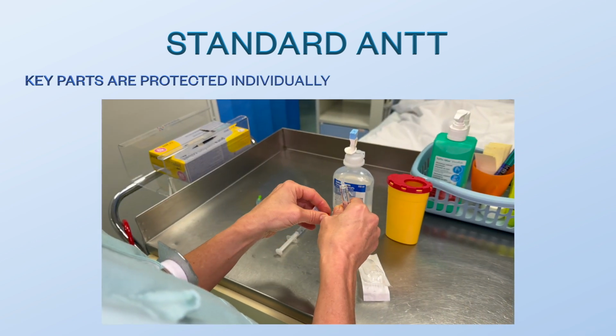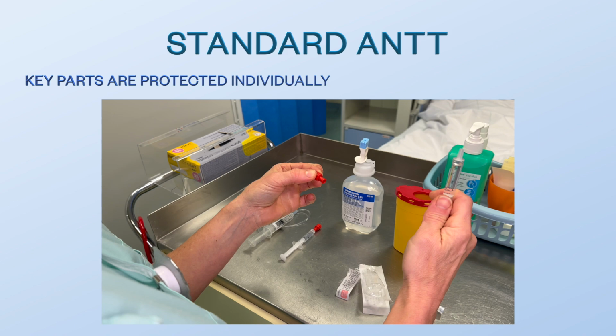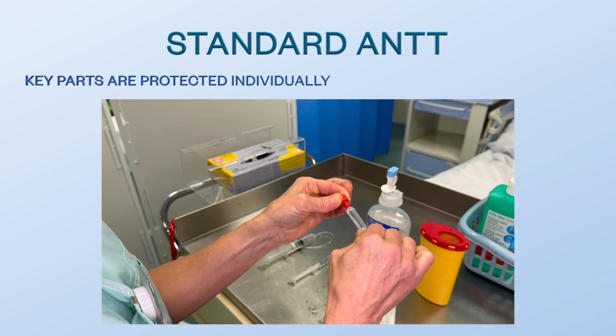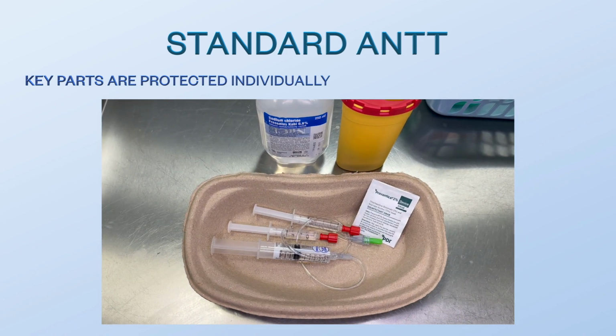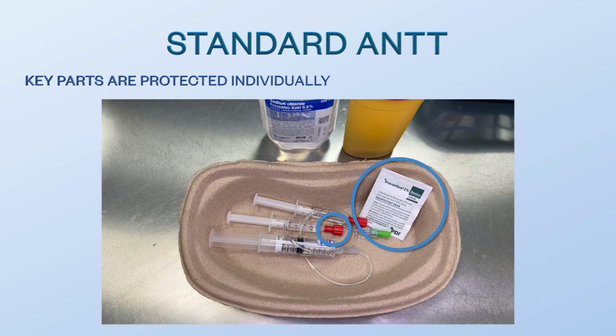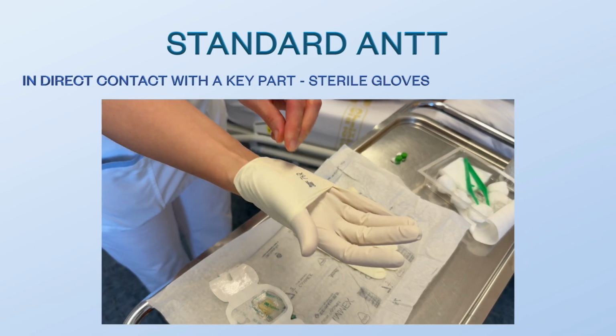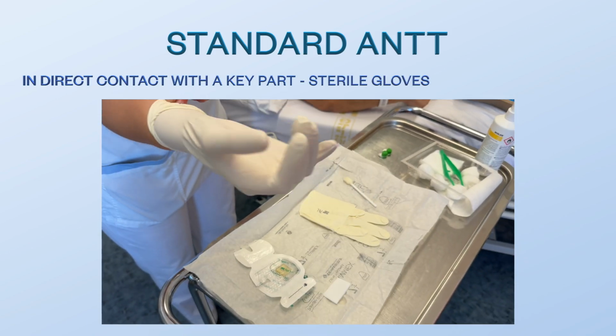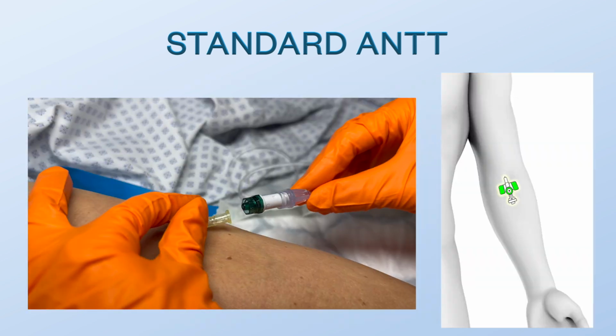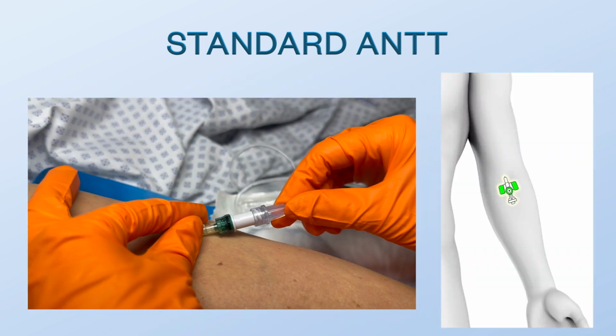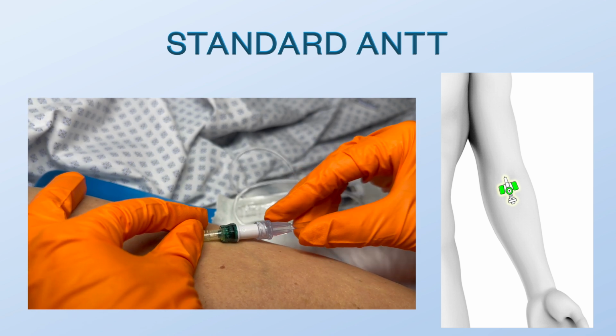ANTT is divided into standard and surgical variants. Standard ANTT is used for simpler procedures. Key parts are protected individually. It requires a general aseptic field, a microcritical aseptic field, and non-sterile gloves. If direct contact with a key part is necessary, sterile gloves must be used. This technique is, for example, used for the insertion of a peripheral venous catheter or the preparation of intravenous medications. The procedure should last less than 20 minutes.